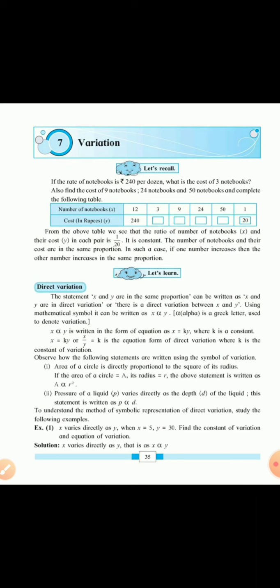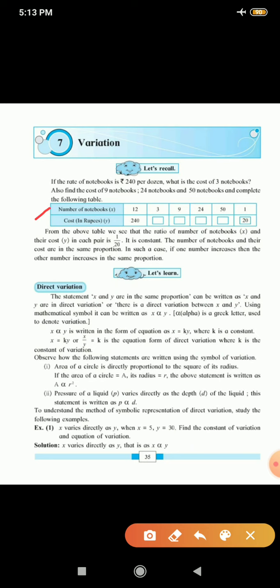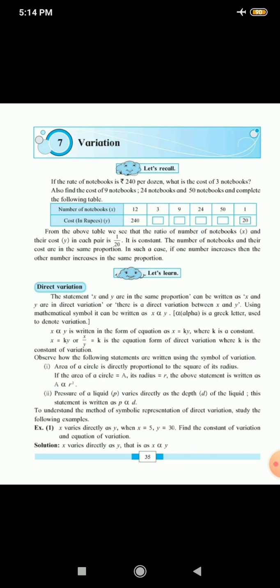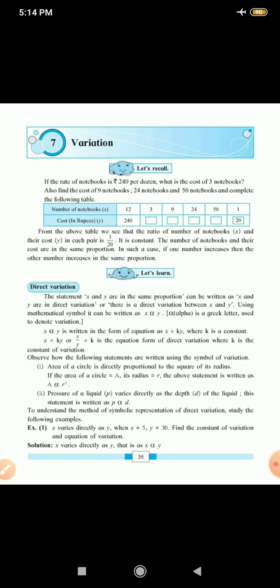If the rate of notebooks is rupees 240 per dozen, what is the cost of 3 such notebooks? Also find the cost of 9 notebooks, 24 notebooks, 50 notebooks and complete the following table. Now here number of notebooks is given as X and cost in rupees as Y. So in the first column 12 notebooks cost 240 rupees. So 3 notebooks cost how much? So let us solve these problems. Let us go to the next page.